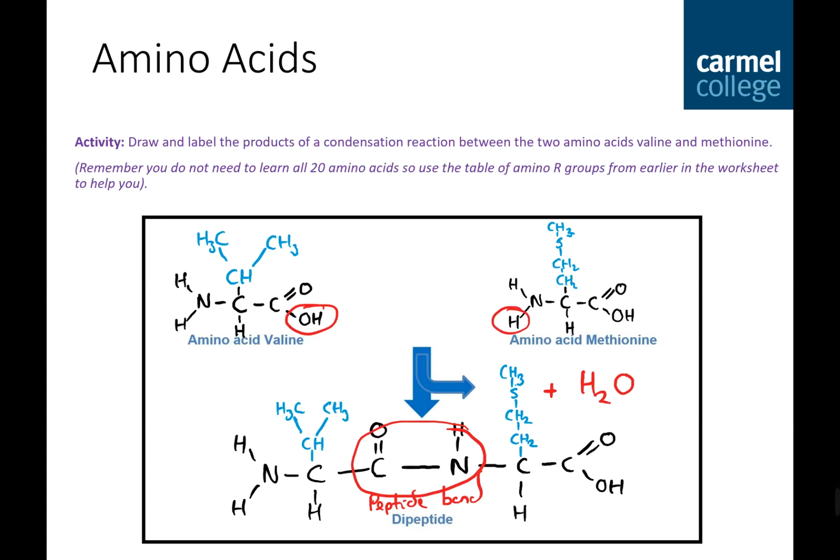The 2 amino acids combine in exactly the same way as we saw in the general example. The OH and H are lost to form water. As I said, don't forget the water molecule. And a peptide bond forms between the carbon and the nitrogen as shown. And that's the dipeptide we would expect to form between valine and methionine.